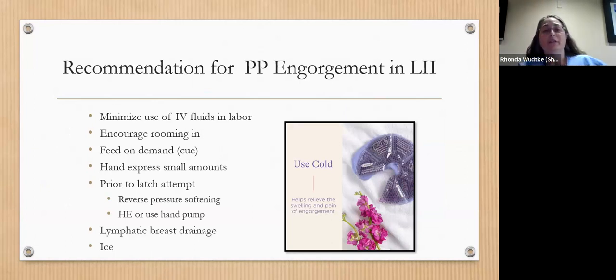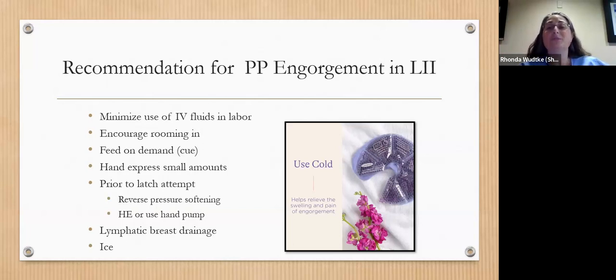So what do we want to do? Well, starting from the very beginning, before the baby's even here, we want to try to avoid using excessive amounts of IV fluids. Medications such as Pitocin are what we call an antidiuretic and can hold on to fluid in our body, which increases the swelling, not only in the breast or chest, but also throughout the body.